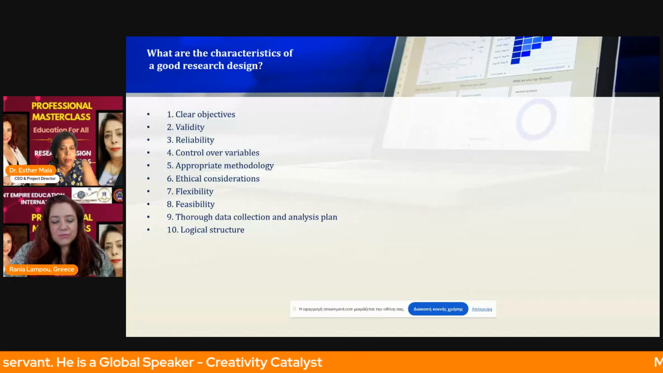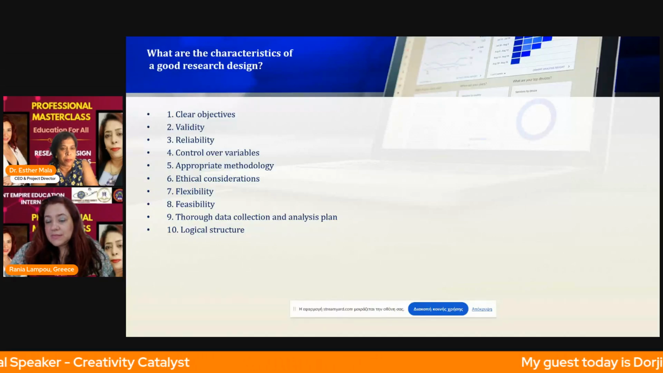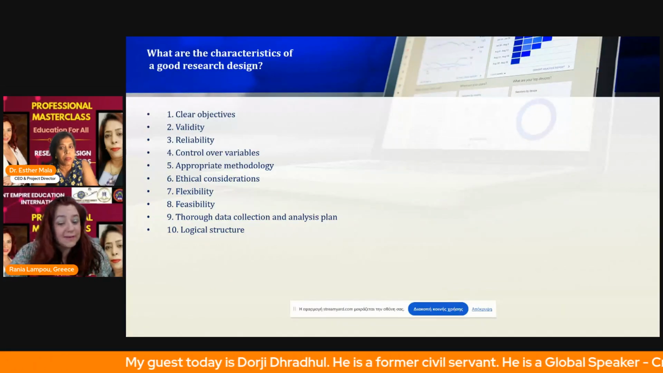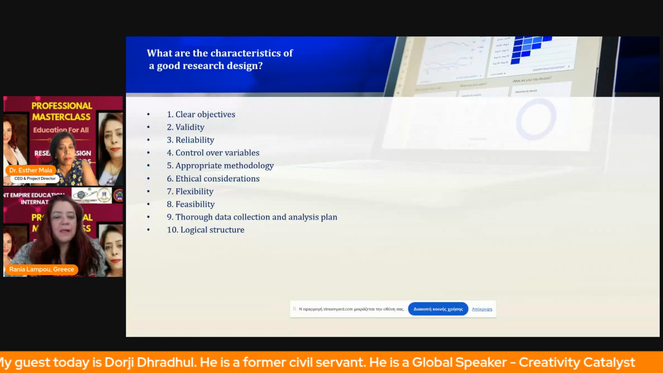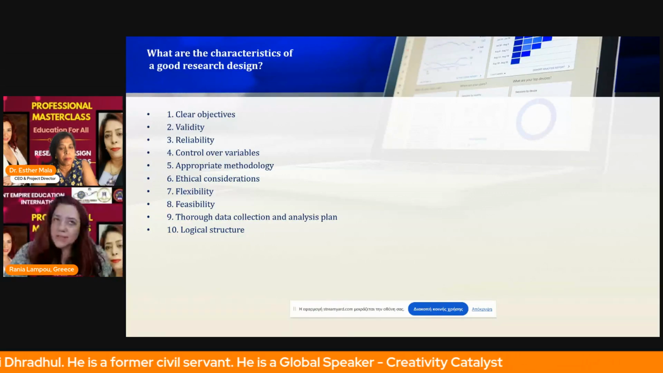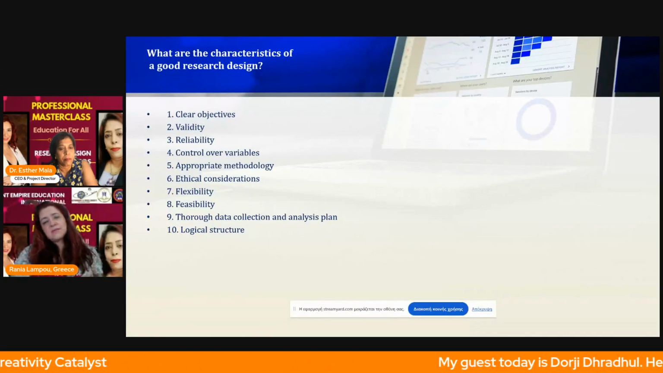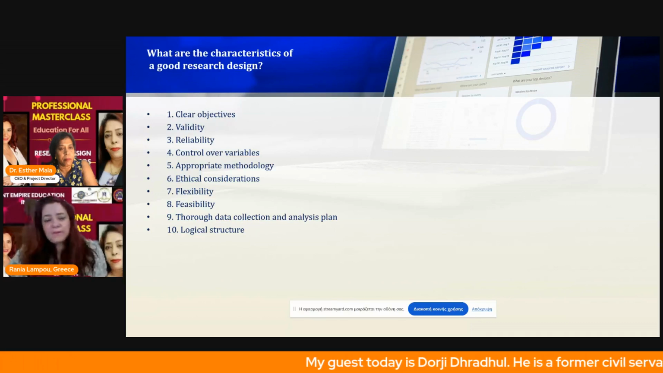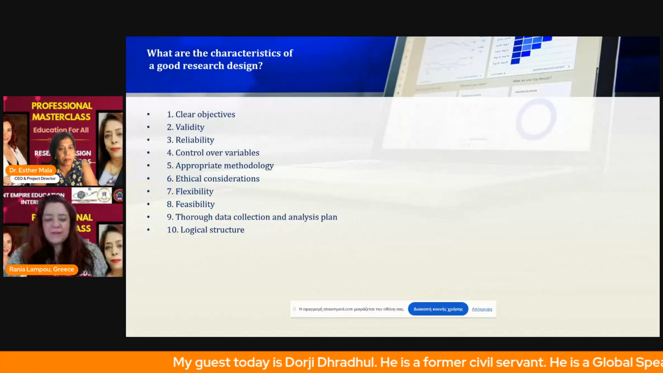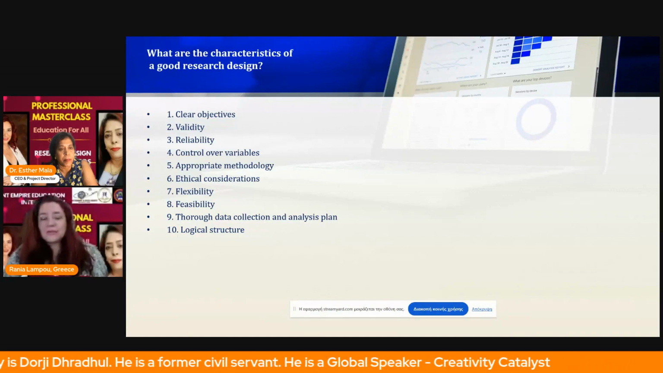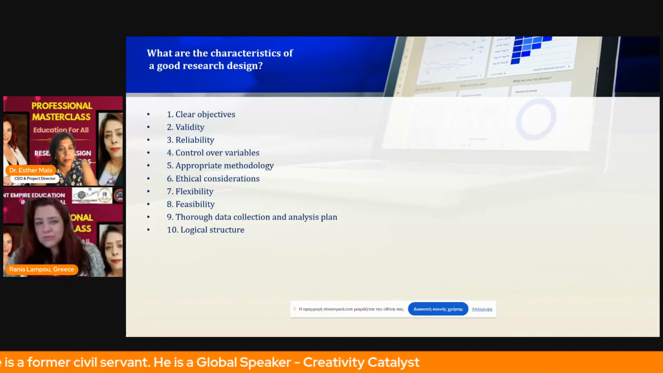And the ethical considerations: that research should protect the rights, the confidentiality, the well-being of participants, and it should follow ethical guidelines that obtain necessary approvals, the informed consent that I mentioned before. Flexibility. While it is structured, the design should always allow room for modifications if unexpected issues arise during the study. Feasibility. The research should be realistic in terms of time, resources, and skills. The design should be practical to implement within given constraints.